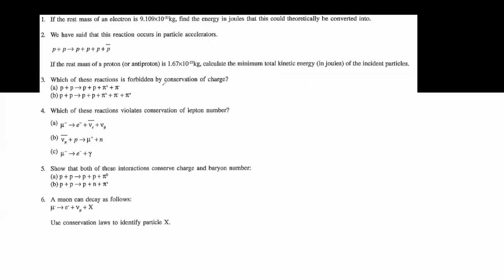Which of these reactions is forbidden by conservation of charge? It means that because of the charge, this reaction will not occur. When you check the first one: proton, proton gives proton, proton, then pi positive and pi negative. You can see that these two will cancel out. So charge plus two, charge plus two. So this can occur. But what about this one?